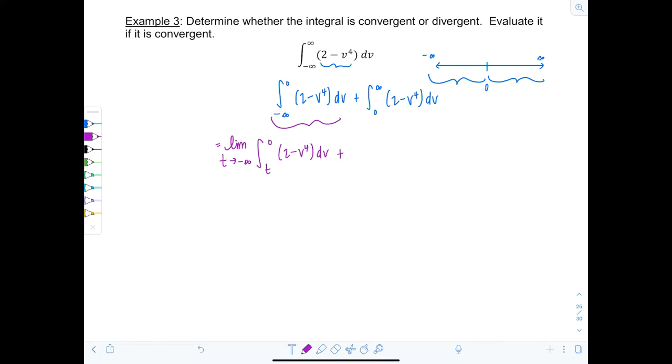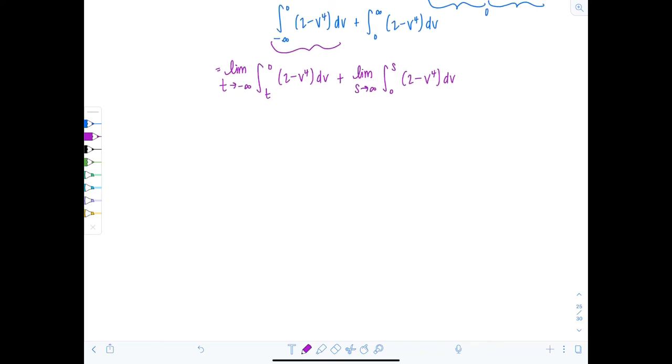plus, and now we need a different dummy variable for the upper limit that's going to positive infinity. Usually we'll use s. So we'll have the limit as s goes to positive infinity of the integral from 0 to s of 2 minus v to the fourth dv. All right, very good. Now, just do one at a time. Pick one and just go for it. Let's say we're going to work with this first one here. So I'm just going to consider the limit as t approaches negative infinity of the integral from t to 0 of 2 minus v to the fourth dv.